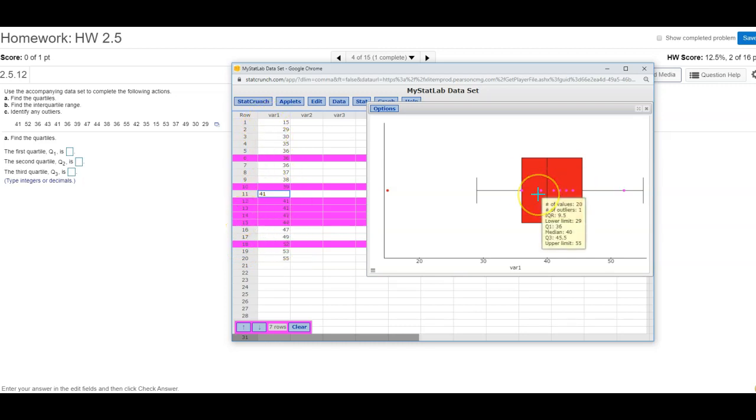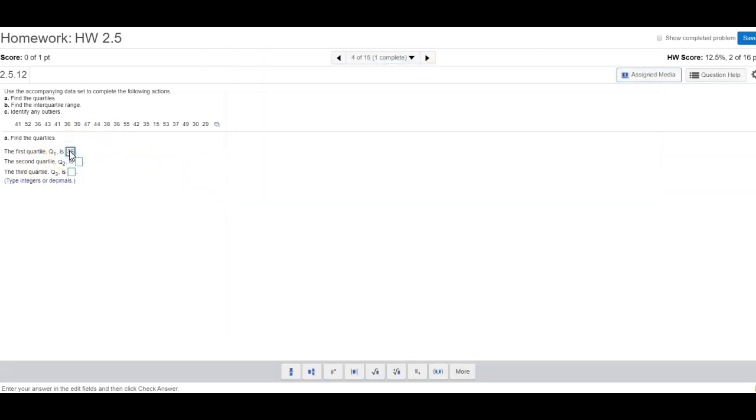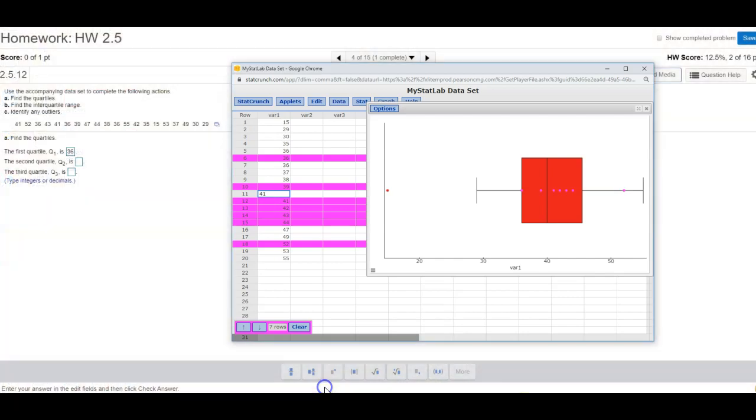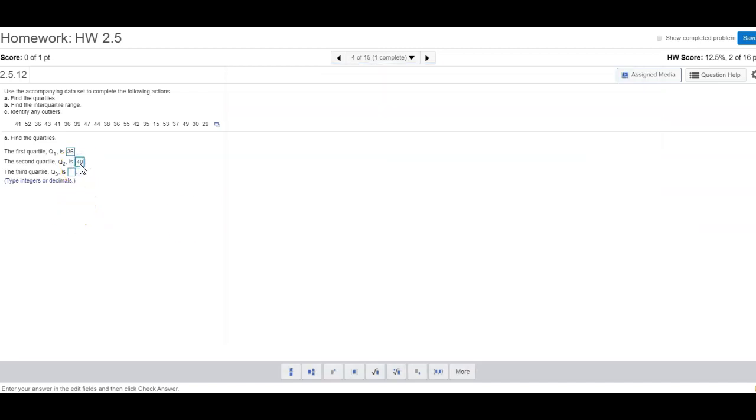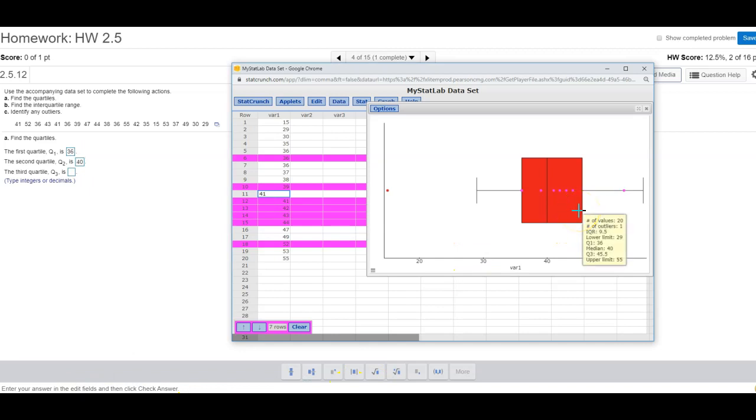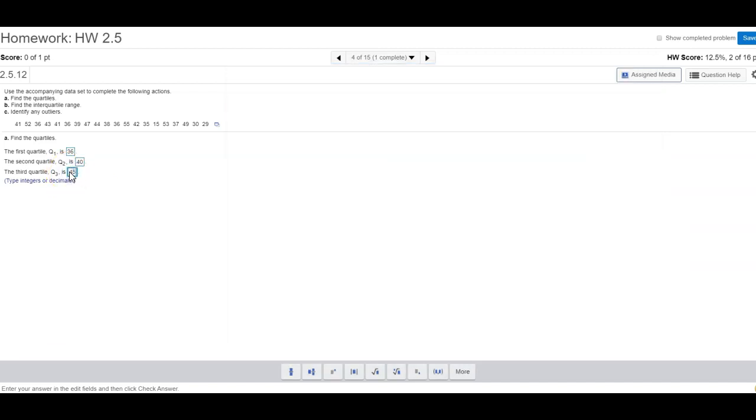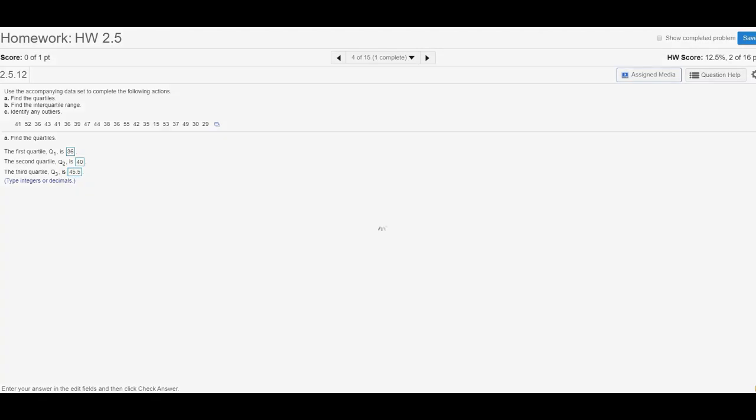Okay, so I'm simply going to go ahead and plug that in. My lower limit, no, they're asking me for Q1. Q1 is 36. I'm going to go back to my graph here. My Q2, remember, you will not find Q2, you will find a median. Your median is 40. And my Q3 is 45.5. I hope you're seeing where I'm getting those values from. 45.5. And then I check my answers.